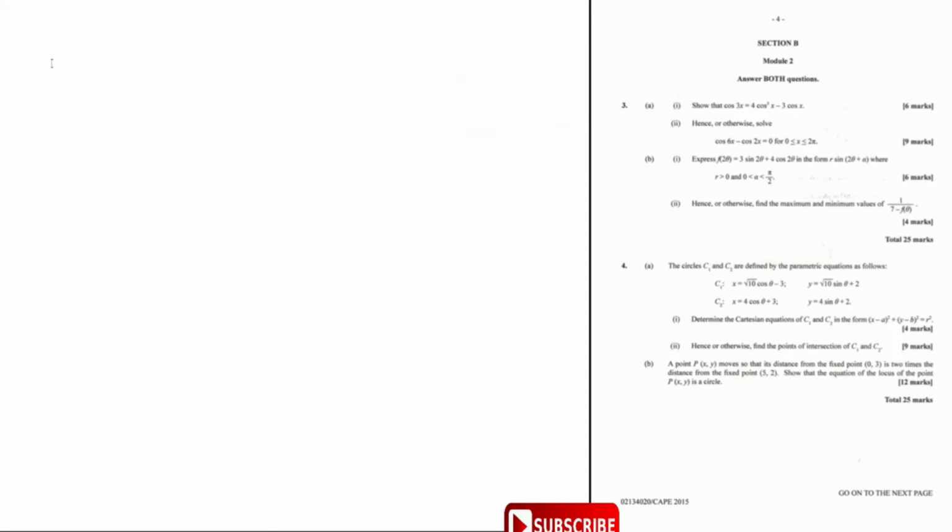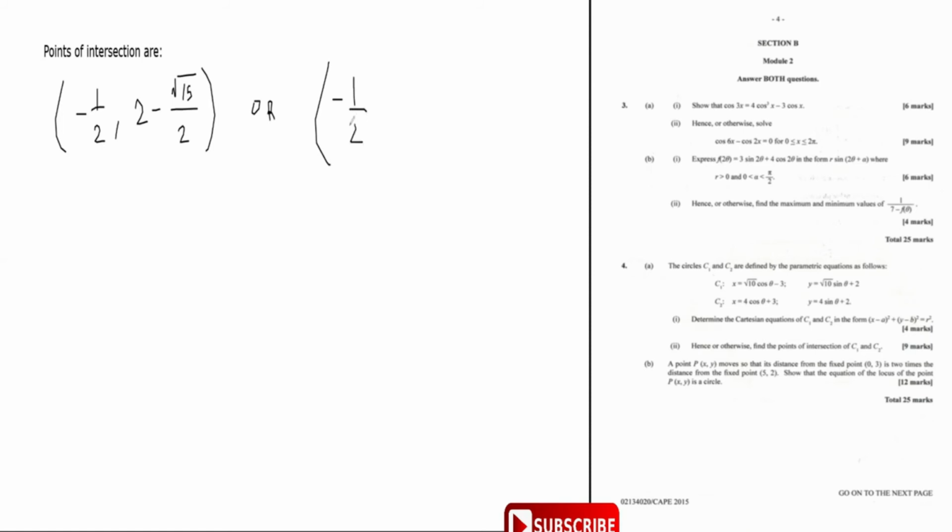So in conclusion, you can write them down now. Points of intersection are, we're going to give them as coordinates. When x is minus a half, you have minus a half, comma, 2 minus the root of 15 over 2. That's one point of intersection. The next point of intersection is minus a half, comma, 2 plus the root of 15 over 2. All right.